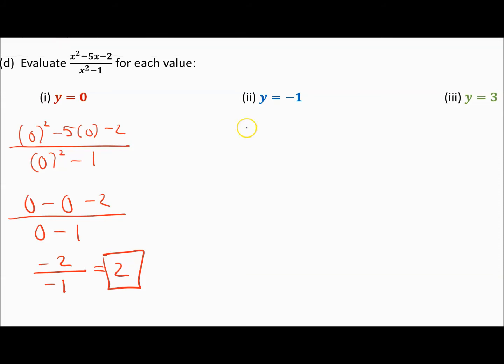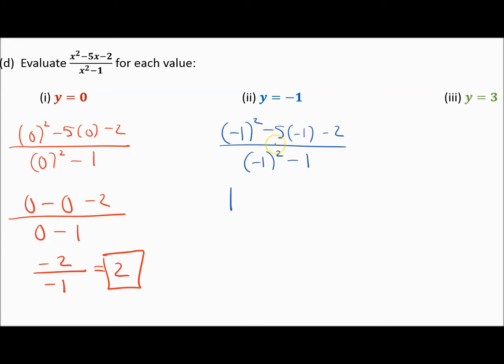This time I'm going to do the same expression, but I'm going to substitute negative 1. So negative 1 squared minus 5 times negative 1, subtract 2, divided by negative 1 squared minus 1. Those parentheses are necessary to denote that you're squaring the negative number here, to denote multiplication here. Be very careful. They're required. Now I'm doing exponents. Negative 1 squared is negative 1 times negative 1, which is positive 1.